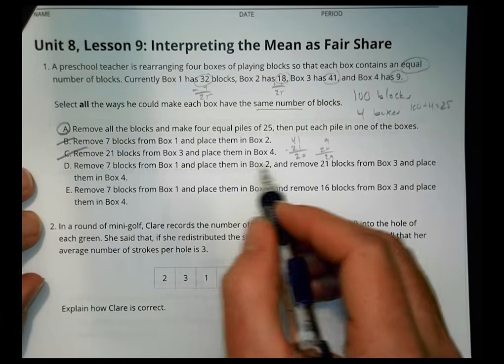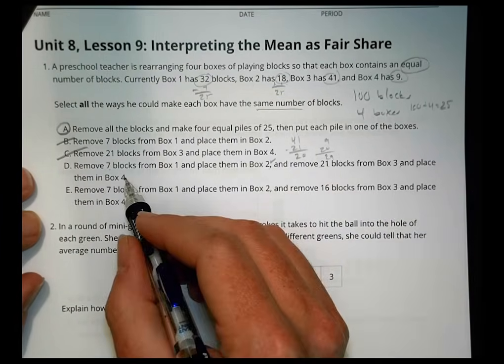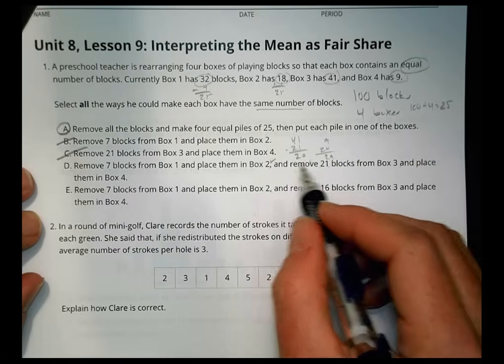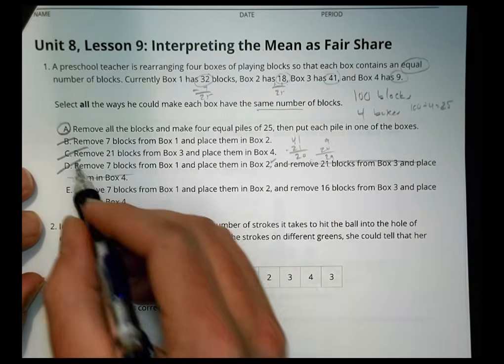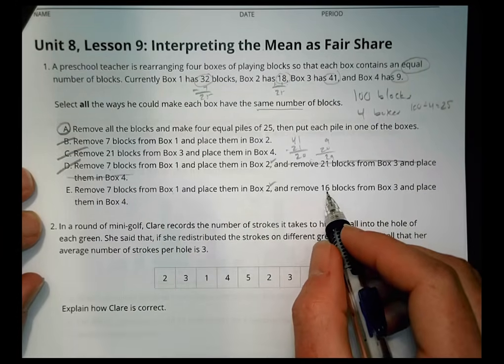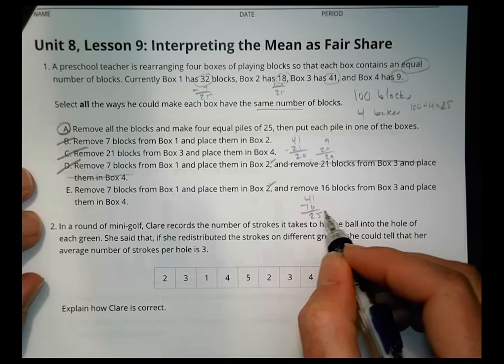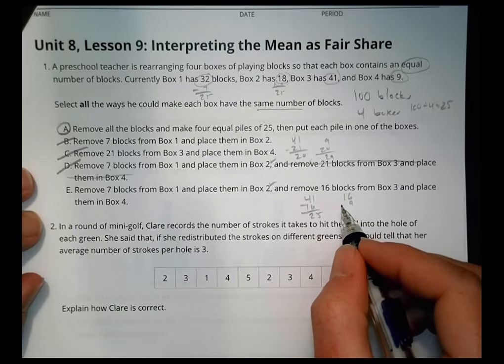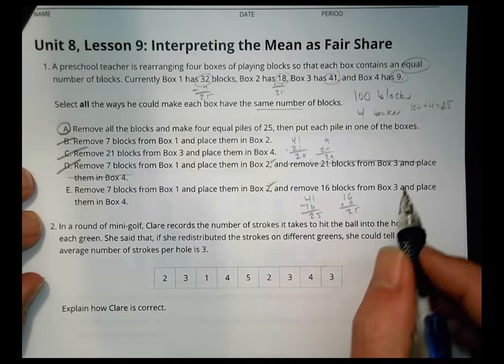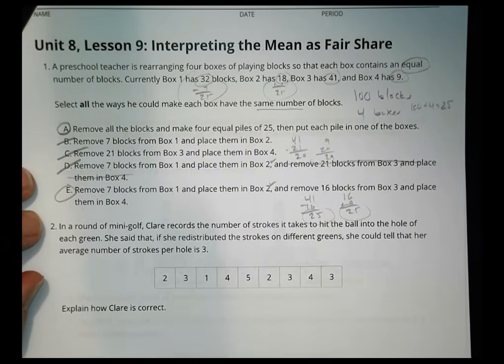7 from box 1, put in box 2, we know that's good. 21 from 3 and put them in 4, we know that's bad. So that second part doesn't work, so that's a no. 7 from 1, put them in 2, that's good. How about 16 from box 3? So 41 minus 16 is 25. We take those 16 and add them to box 4, and we're at 25. So that's going to work with that combination. So E is also a good idea.